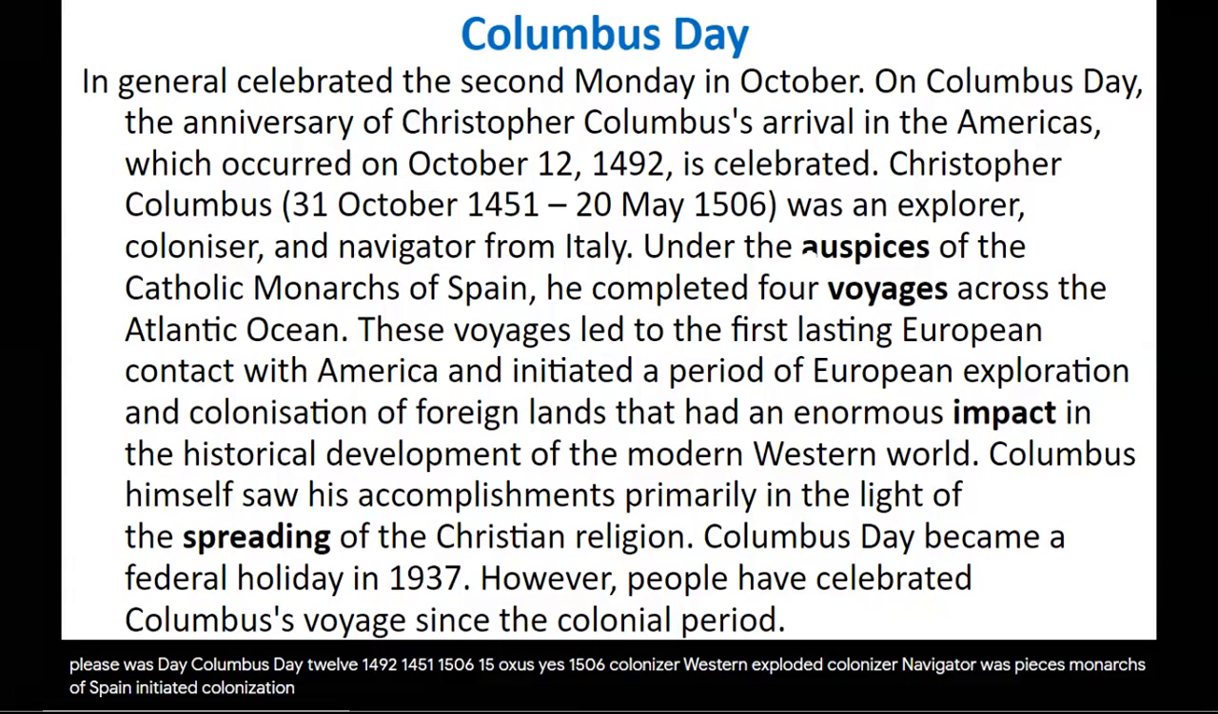Columbus himself saw his accomplishment primarily in the light of the spreading of the Christian religion. Columbus Day became a federal holiday in 1937. However, people have celebrated Columbus's voyages since the colonial period. Okay, very good. Any questions?